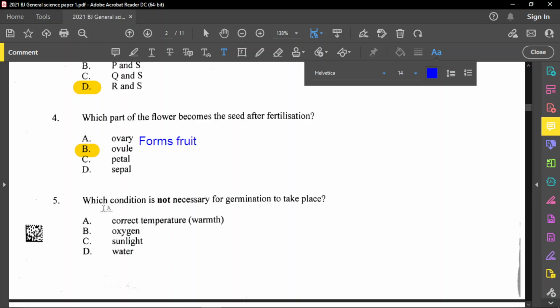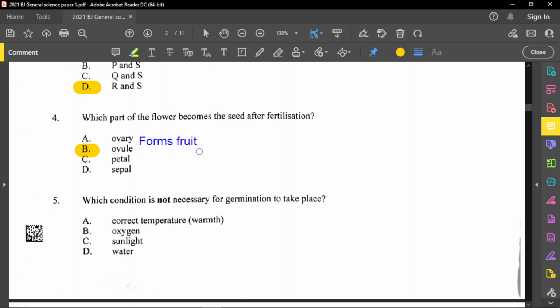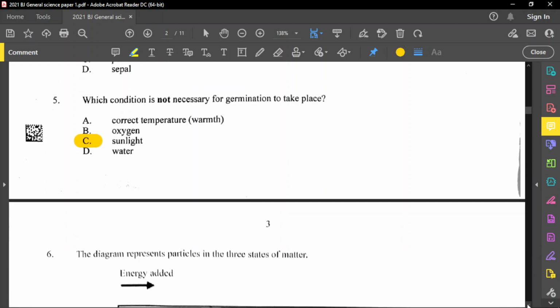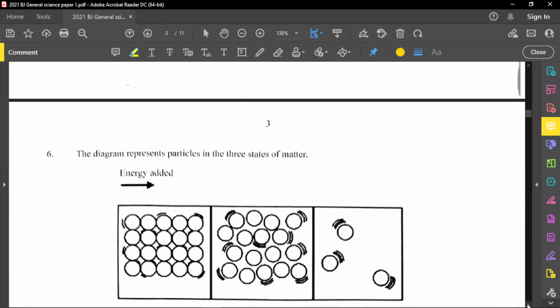All right, for question number 5, it says which condition is not necessary for germination to take place? Germination is when a young seed or a seedling grows from a seed. Now, the thing that is not needed is actually sunlight. Sunlight is not needed for germination at all. It's needed for photosynthesis. And when the seed is germinating, it is not making any food for itself. So therefore, there is no need for photosynthesis, and therefore, there is no need for sunlight.